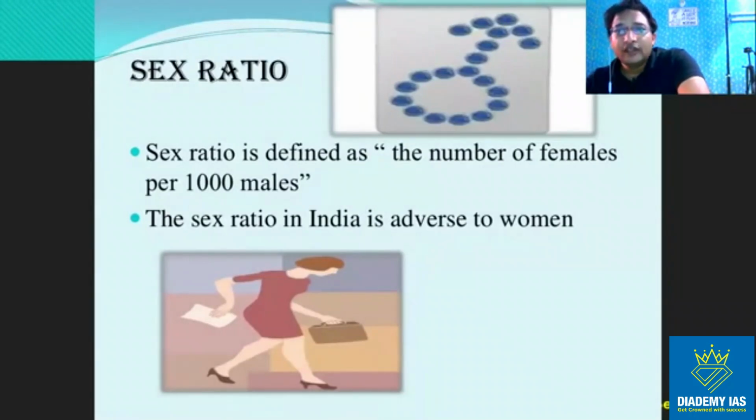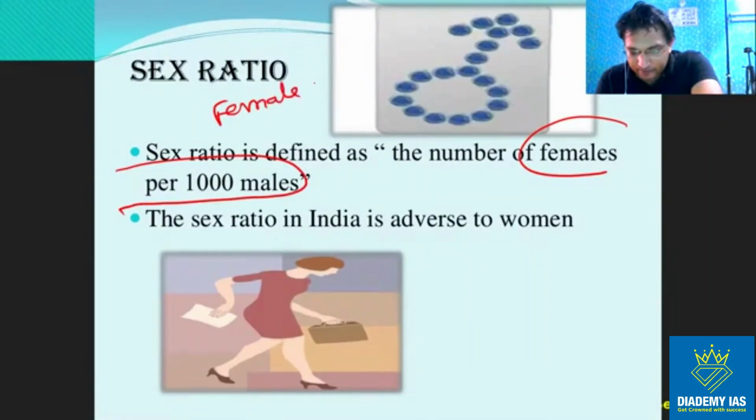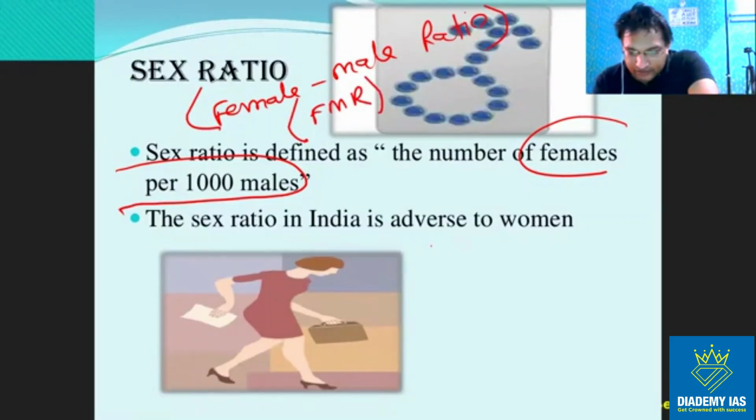Sex ratio, it is defined as the number of females per 1000 males, right? Or this is also called the female male ratio, or FMR, right? There is one more term, child sex ratio.